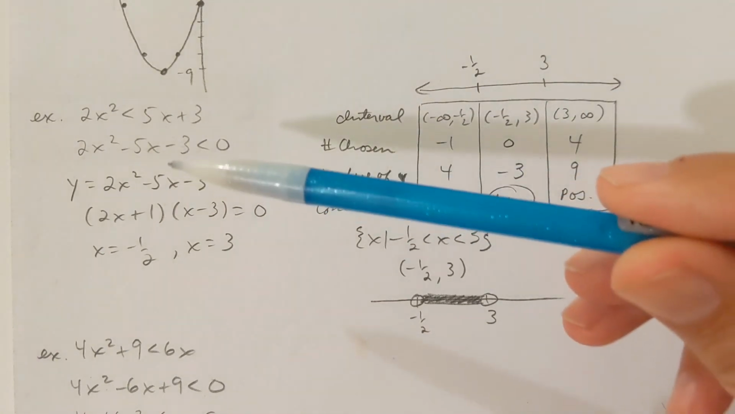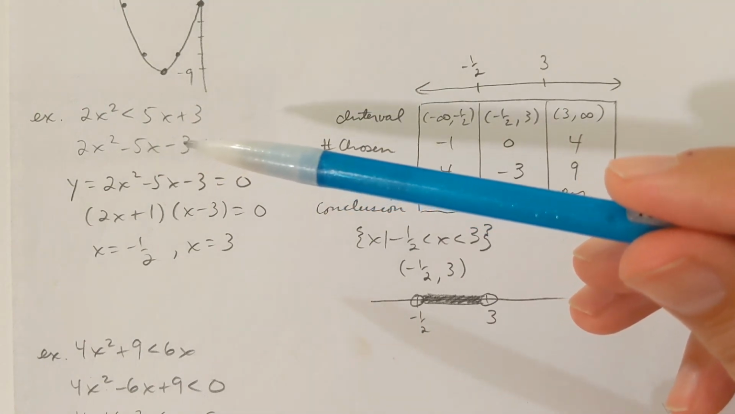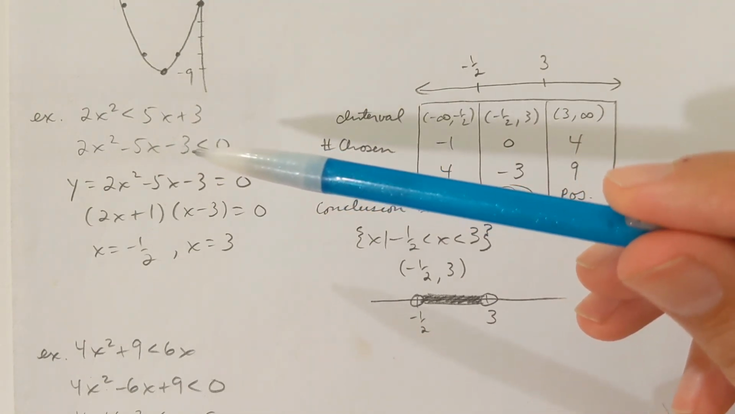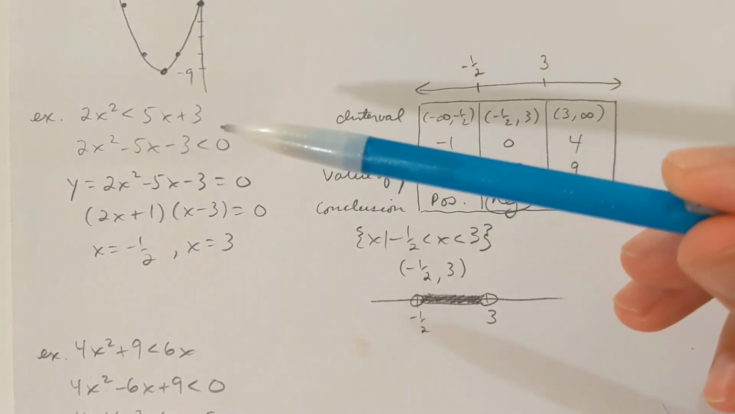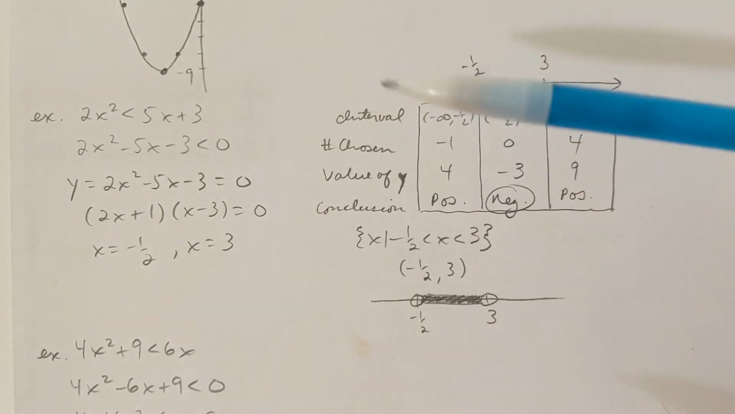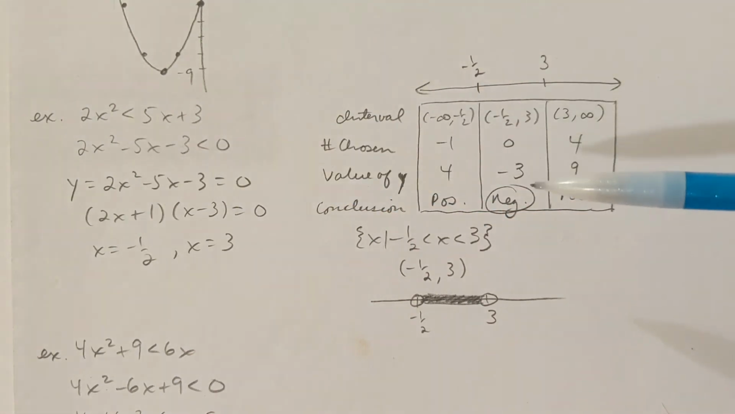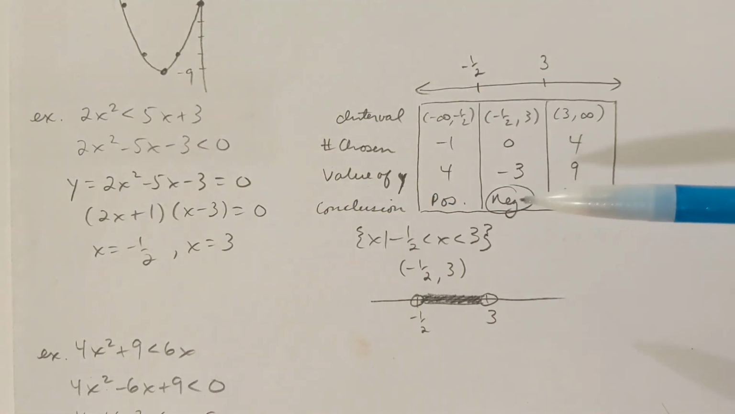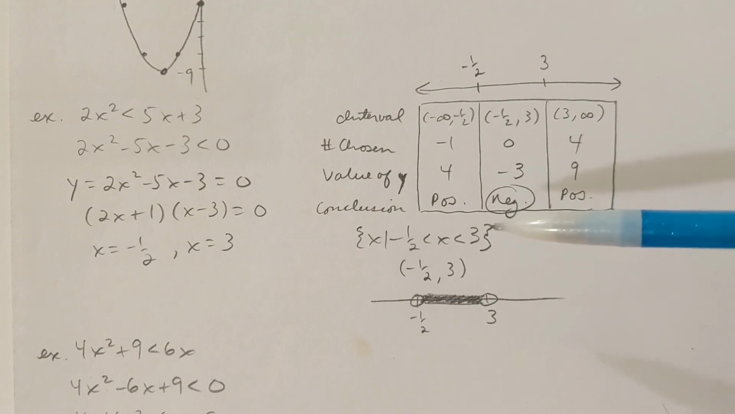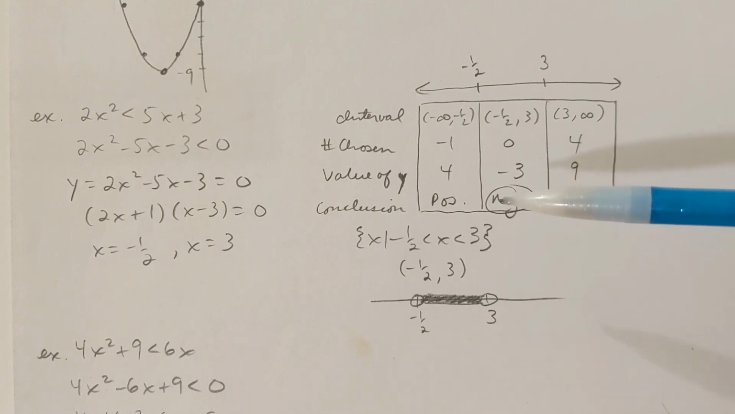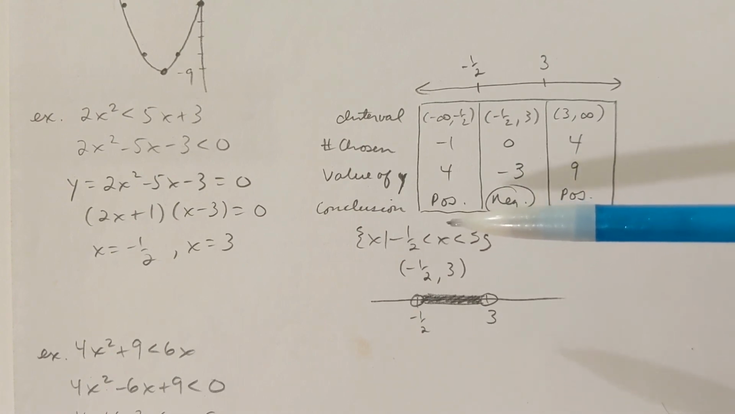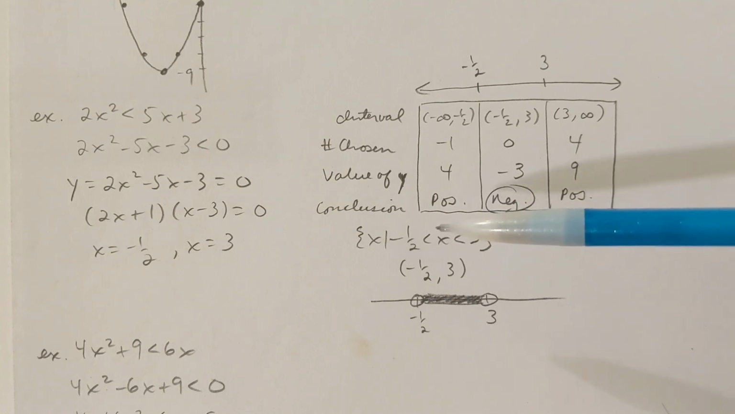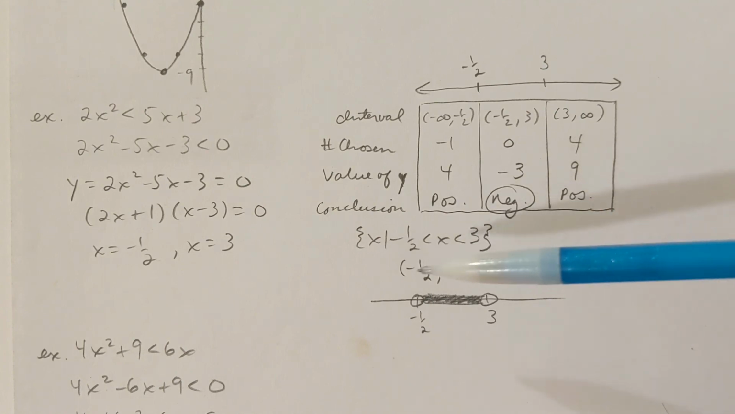Okay, so now I'm going to take a second look back at the inequality, and notice how I've got 2x squared minus 5x minus 3 less than 0. So I've got an expression less than 0, which means I've got a negative output. So I want the negative column to be in my answer. And the set of all x such that x is in between -1/2 and 3.